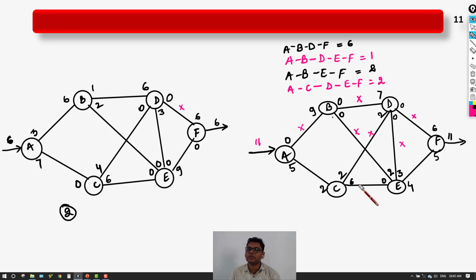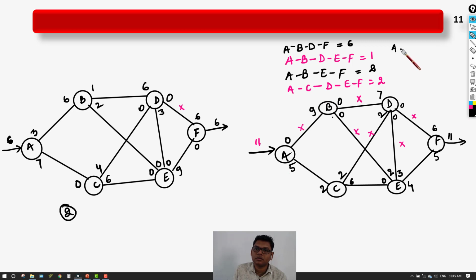So 5 possible, 6. Okay, 5 is possible. Now E to F, 4 is possible. That means only one path is remaining. See, E to D we cannot go. Why we cannot go? Because there is no path here. Clear? So A to C, C to E, E to F. So that is the last one.